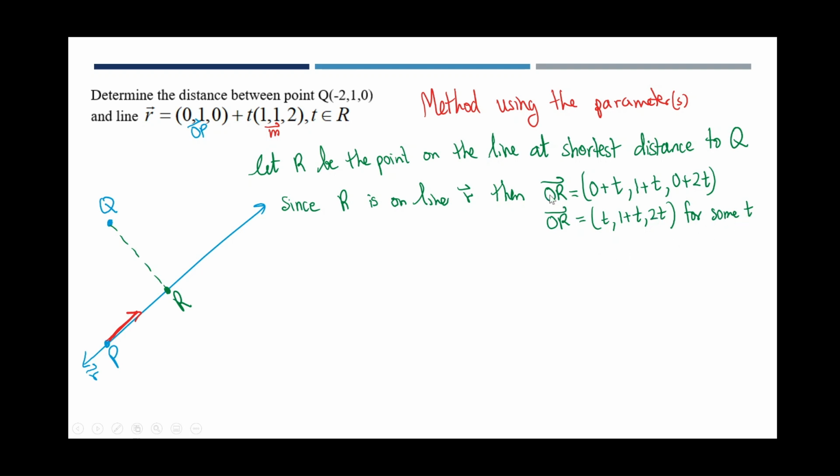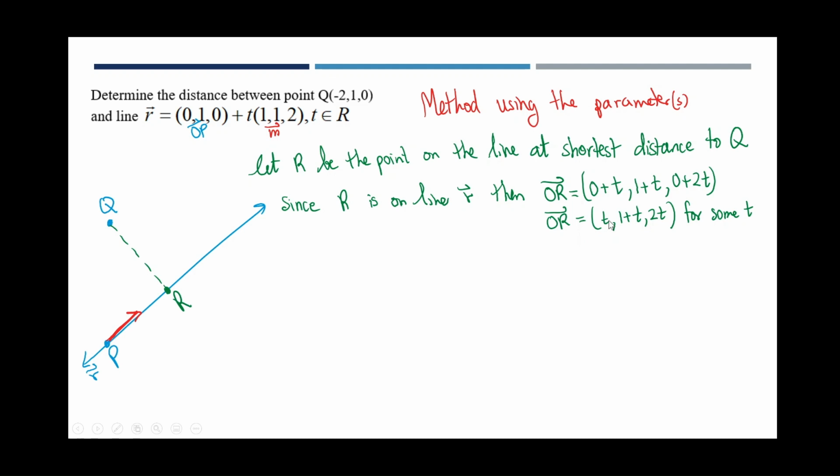So the vector OR, okay, this is a position vector whose tail is at the origin, pointing at the point R. The way I created this component form is I've taken 0 plus 1 times t as the first component, then the y component would be 1 plus 1 times t, and so on.